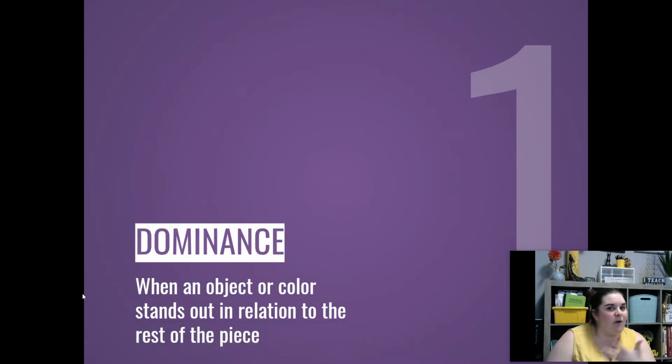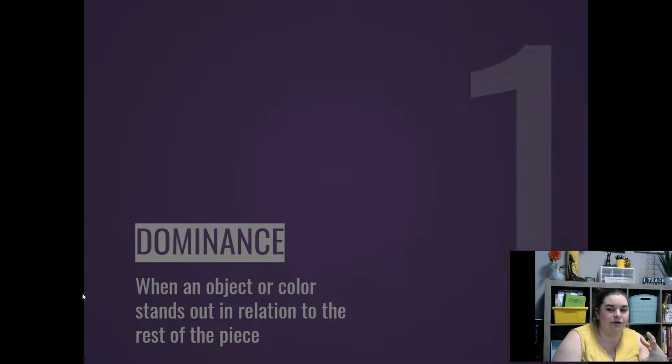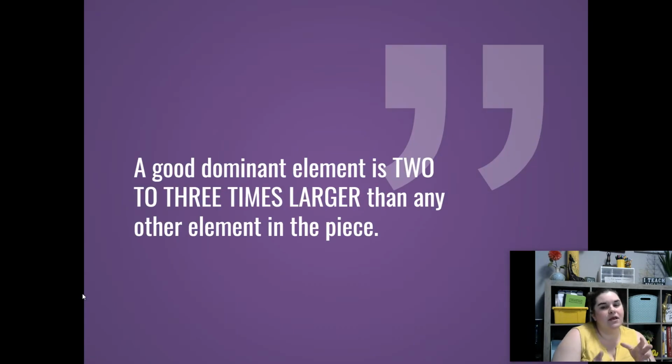This is the first thing I'm always going to be looking for when we're evaluating your spreads, and you should really be looking for it on everyone's spreads, because having a dominant element draws the reader in. It doesn't always have to be a picture, but for your books, it's a picture because it's an object or element that stands out. So it really draws the reader in. A good dominant element is 2 to 3 times larger than any other element in the piece.